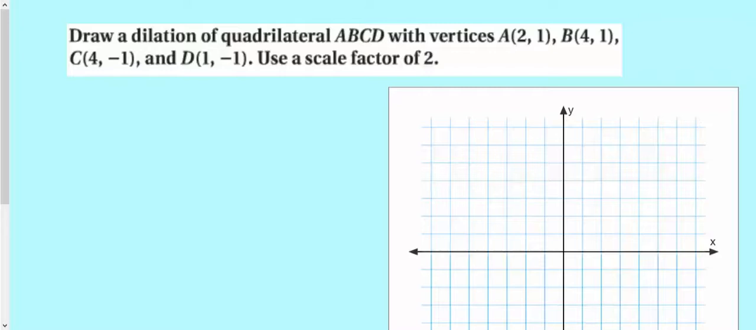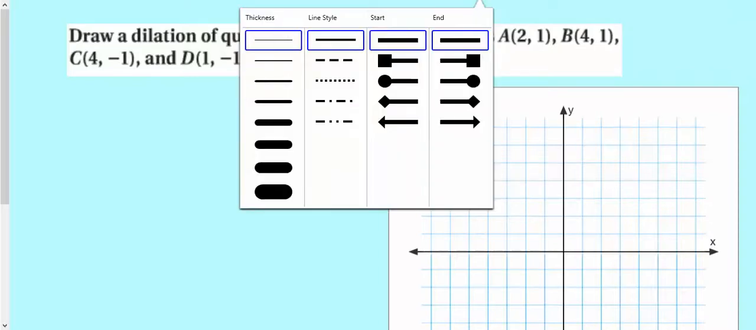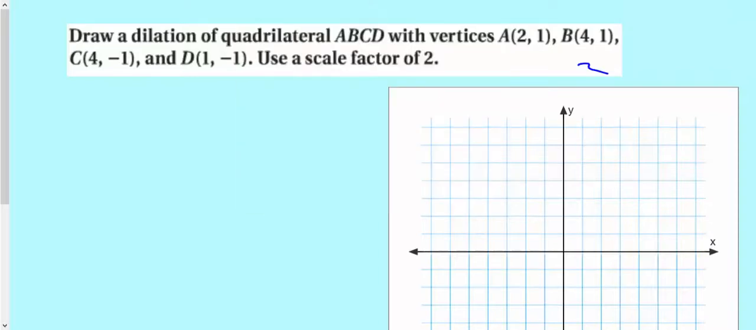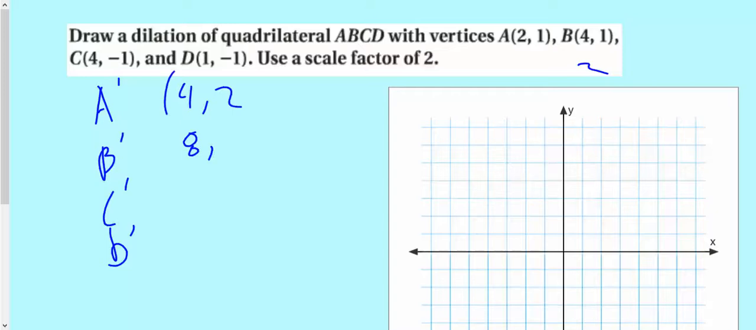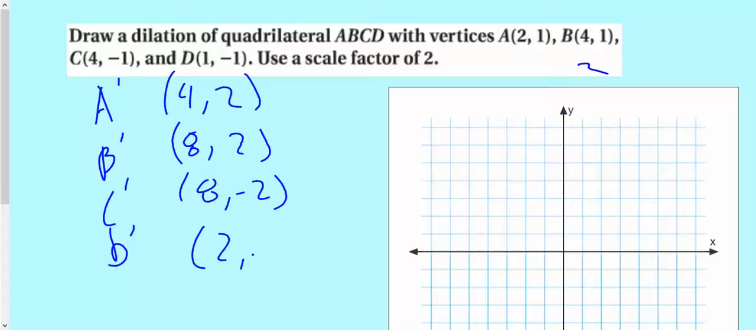Draw a dilation of a quadrilateral ABCD with the given vertices, with a scale factor of 2. So basically, this is going to be an enlargement here. And what we're going to do is we're going to take the scale factor, and we're just going to go with A prime, B prime, C prime, D prime. And those little marks there mean the image marks. So you'll see that. So (4, 2), (8, 2), (8, -2)... And what I'm just doing is I'm multiplying all of the values by 2. And there you go. And then you can plot these.